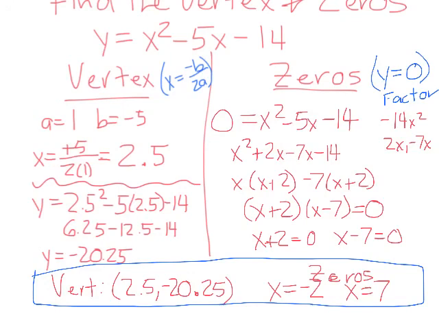Okay? I know it seems like a lot of work, but just take it step by step, right? Do your vertex, you use the formula, then plug it back in. Your zeros, don't forget, you already know how to do all that. Just find your factors, break it apart, group, solve. You know how to do all that, okay?